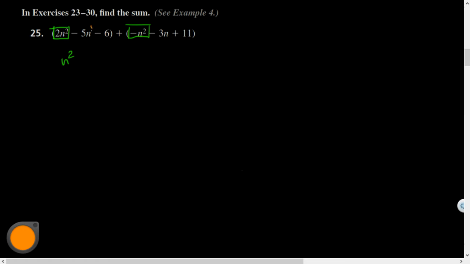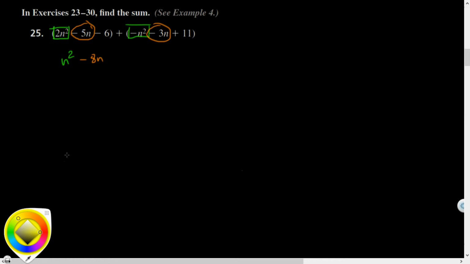How about n to the first terms? Let's see. So 5n and negative 3n. And if I combine those, negative 8n. All right. So adding those 2 negative numbers, it's becoming more negative. And 5 plus 3 is 8. We're going to do multiplying today, so hang on to that.